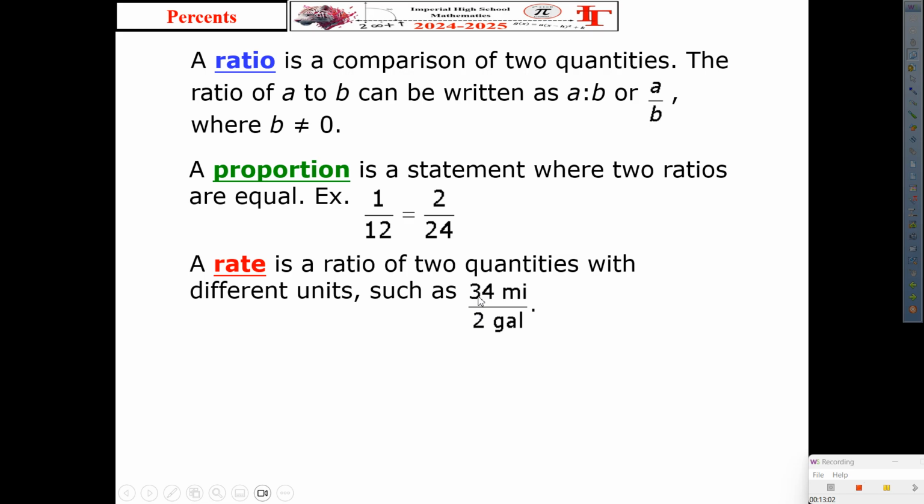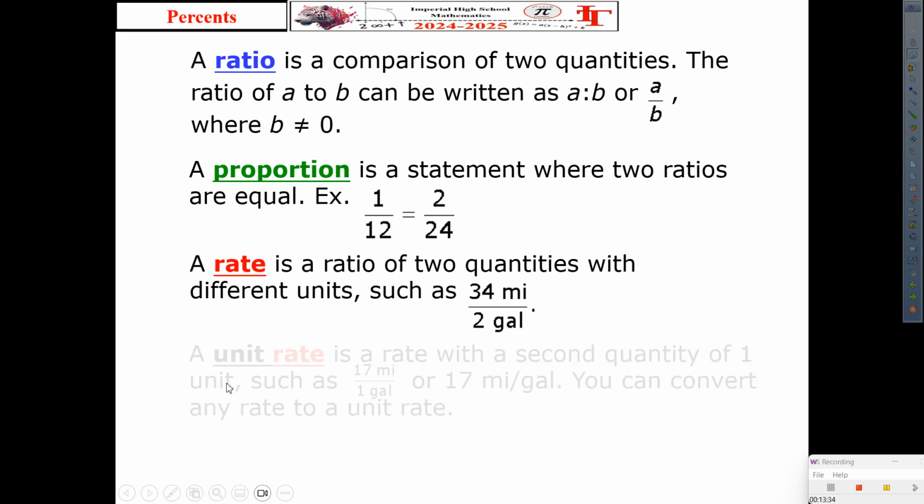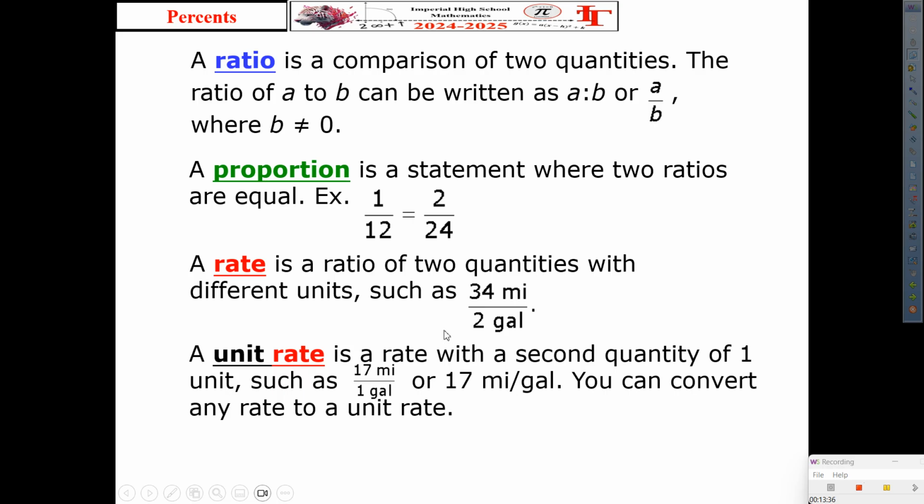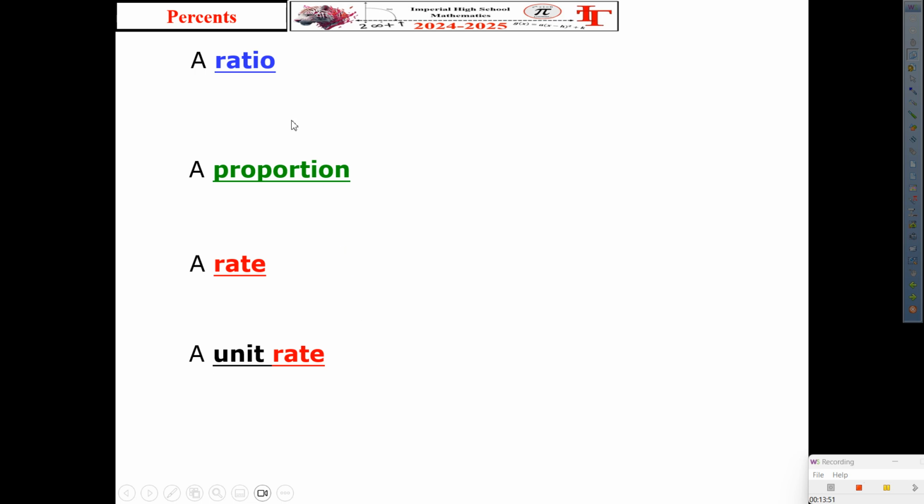However, notice this one is 34 miles for 2 gallons. Well, if I asked you for the unit rate, you want to find out what it would be for 1 gallon. So that's what we call a unit rate. We reduce this to 1, so we have 17 miles per 1 gallon unit rate. Are we there so far? All right. Talk to your neighbor, let them know what a ratio is, what a proportion is, what a rate is, and what a unit rate is. Not that I didn't call it. I called it. I told you guys. So talk with your neighbor, please. What is a ratio, proportion, rate, and unit rate?